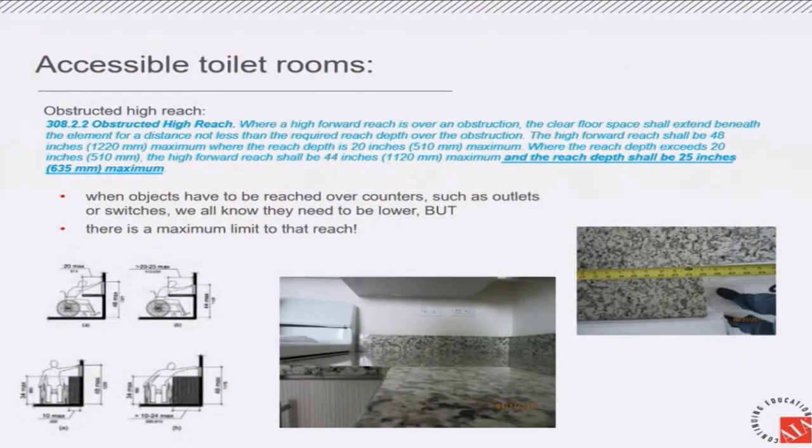Here's something to be careful with, boys and girls. Obstructed high reach. When objects have to be reached over counters, such as outlets or switches, they need to be lower. But there's also a maximum to that reach. And there's never a counter around. Oh, there is a counter around.